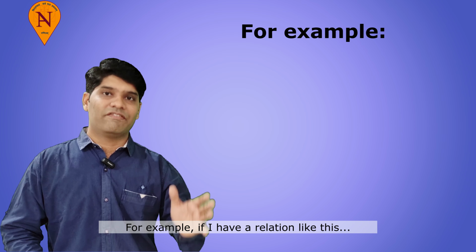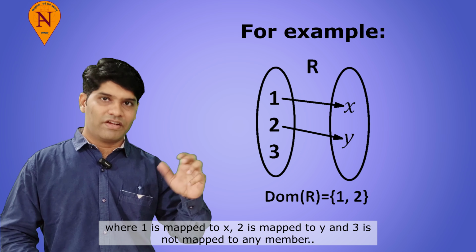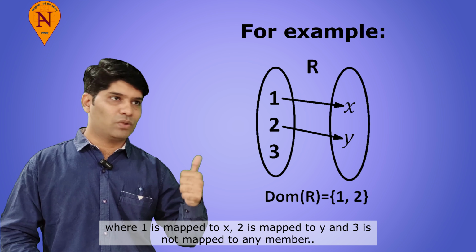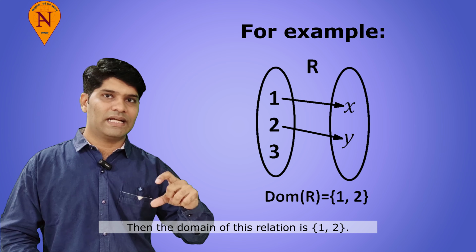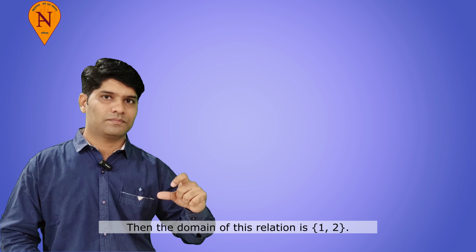For example, if I have a relation like this, where 1 is mapped to X, 2 is mapped to Y, and 3 is not mapped to any member, then the domain of this relation is {1, 2}.